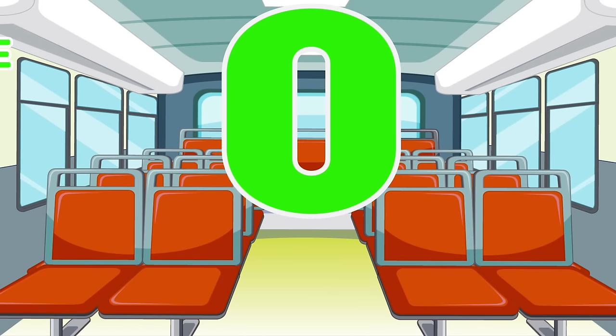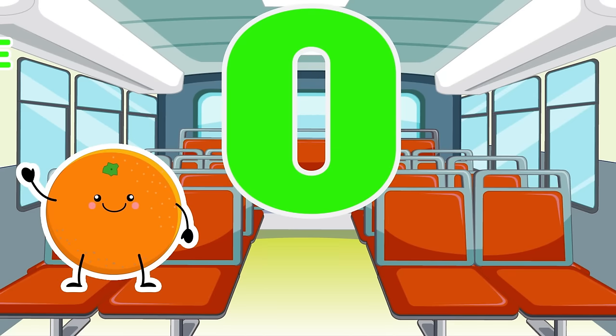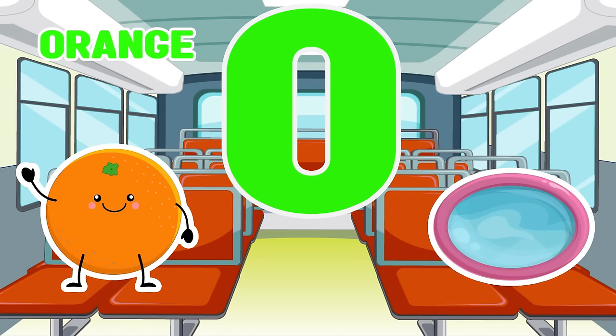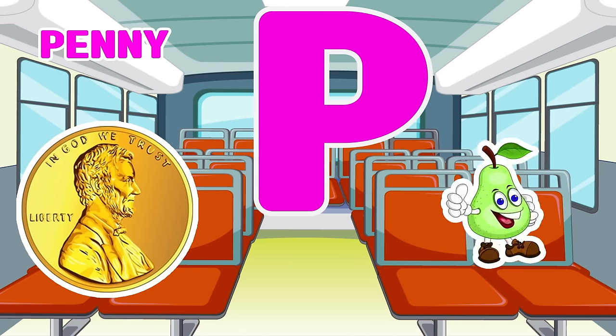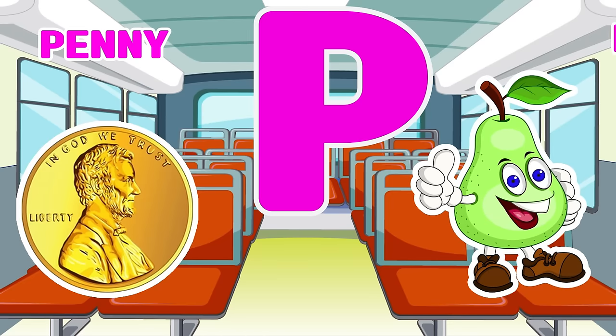O is for orange. O, o, orange. O is for oval. O, o, oval. O is for o, o, o, o, orange. O is for oval. P is for penny, penny. P is for pear, pear. P is for penny.